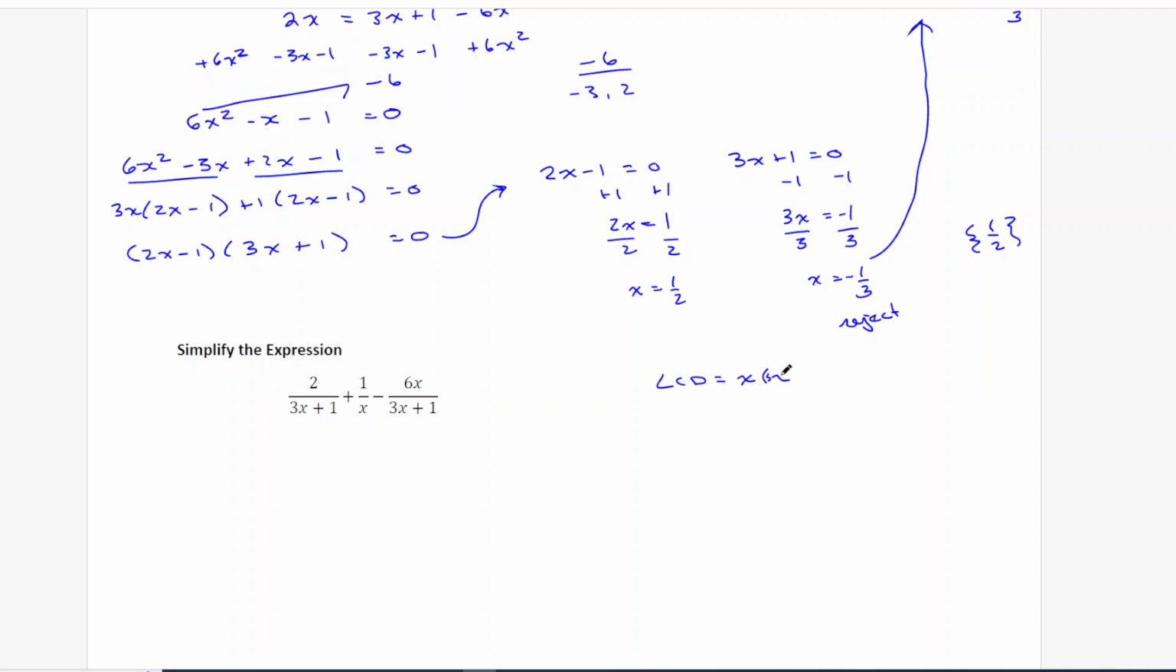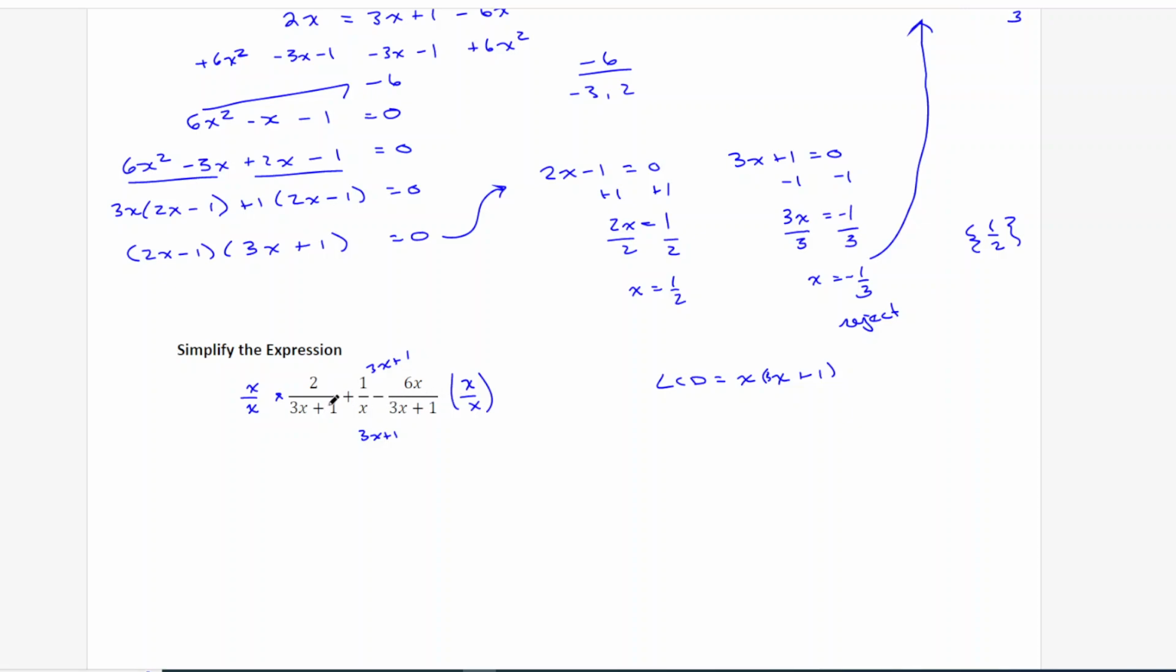x times 3x plus 1. That doesn't change. But what changes is I can't multiply every term by it. I'd have to create that common denominator. So for this guy, I'd have to multiply by x over x. For this one, I'd have to multiply by 3x plus 1 over 3x plus 1. And then this one also, I would multiply by x over x. So you can't just multiply, but you can multiply by 1, right?